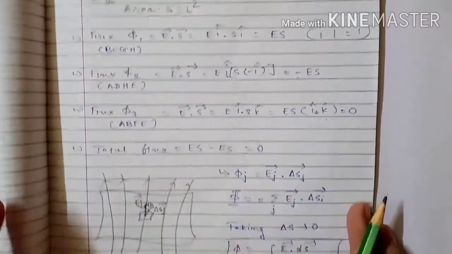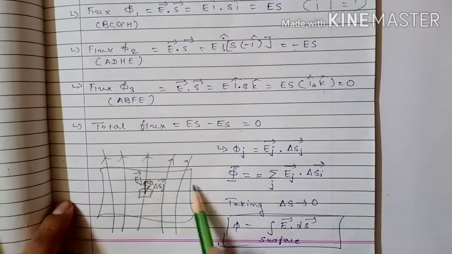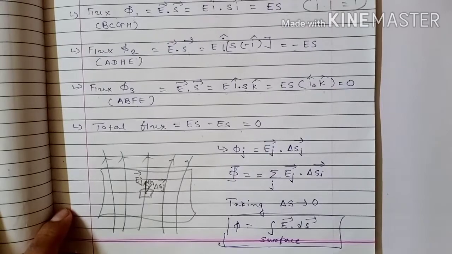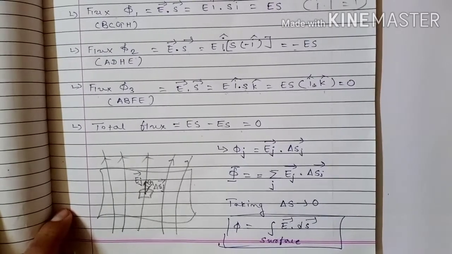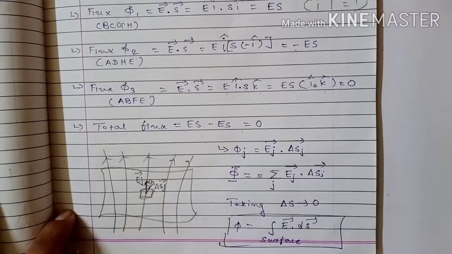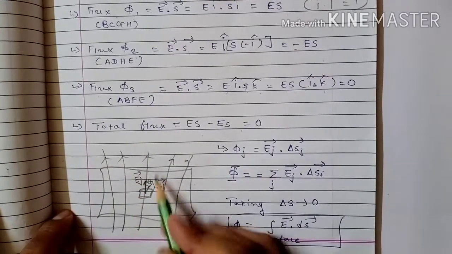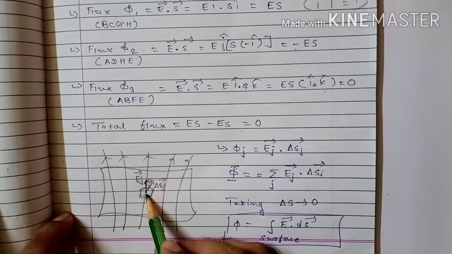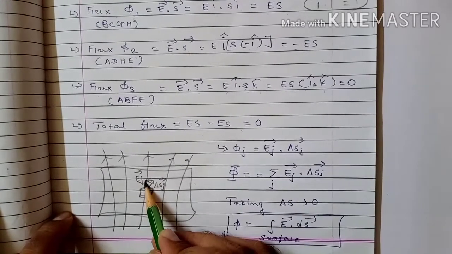Okay. If any curved surface is given to us, then what do we have to do? How can we find electric flux for a curved surface? For that you have to take one small area element. Here I have shown the direction of electric field lines. For this particular element, the direction of the electric field line is in this direction.